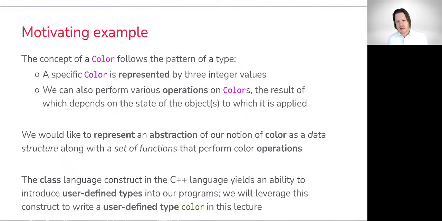We will then introduce how it should be possible to also perform various operations on colors. And the result of, say, those operations would be dependent on the underlying state of the object to which it's applied. Therefore, we would like to represent an abstraction of our notion of color as a data structure along with a set of functions that can perform these sorts of color operations. The class language construct in the C++ programming language will yield an ability to introduce user-defined types into our program. We will leverage this construct to write a user-defined type Color towards the end of this lecture.